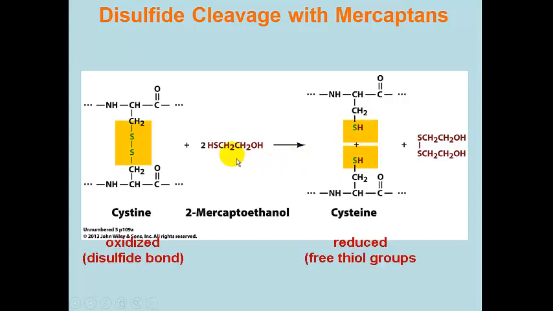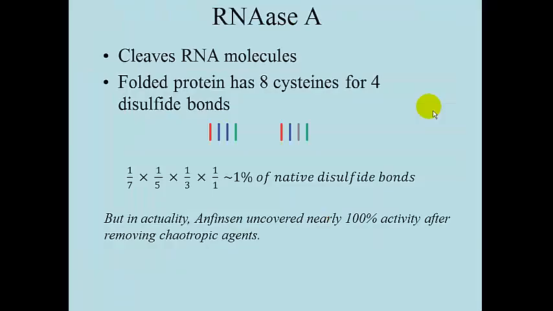So the mercaptoethanol in exchange actually gets the disulfide bond. So mercaptans or beta-mercaptoethanol really catalyzes disulfide bond exchange. So shown here on the left is the oxidized form of the disulfide bond, and shown here on the right is the reduced form with the free thiol groups. The disulfide bond was taken by BME, that agent.